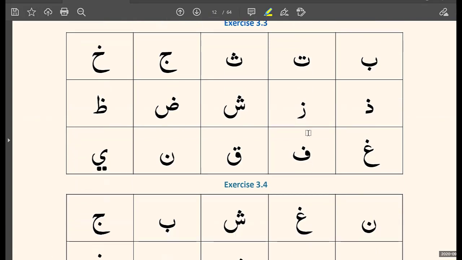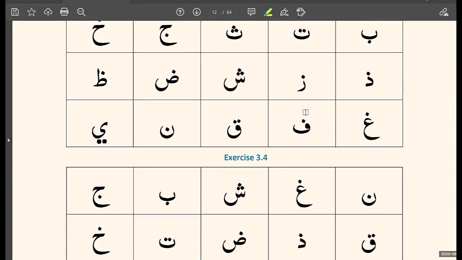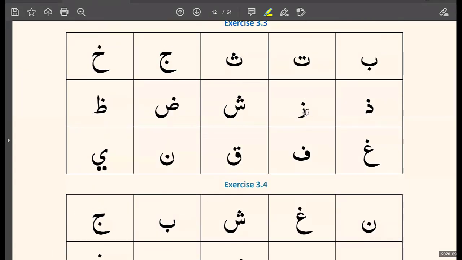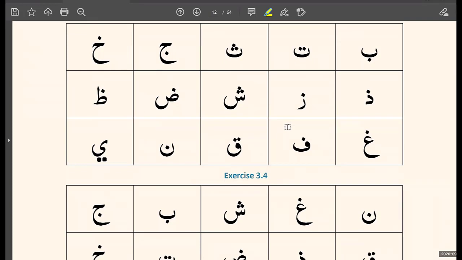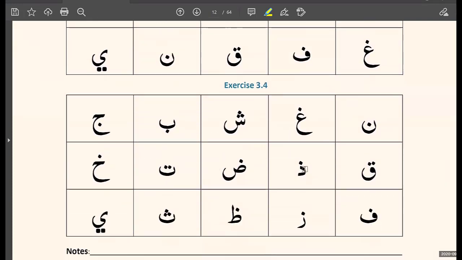Well done. Okay. Now we can take another person, please. Yes, please. Shahida Sahib, I'm going to unmute you. Please accept. Thank you very much. Assalamu alaikum. Wa alaikum assalam wa rahmatullah. Okay, sister, could you read exercise 3.4, starting from right to left?